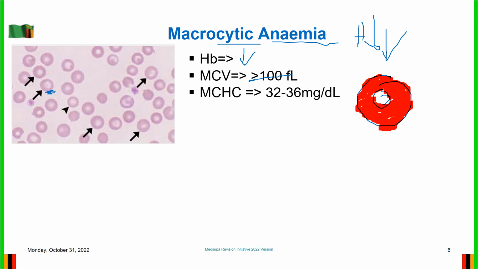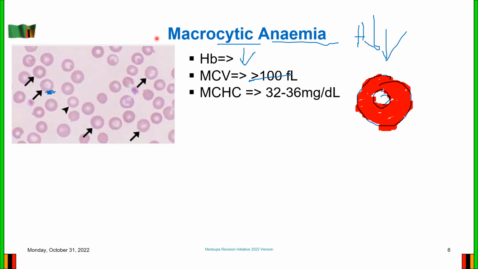Okay, and the picture we're going to find here is that the mean cell hemoglobin concentration is normal in macrocytic anemia. That is very, very important to take note. Okay, so when we say macrocytic anemia, what are your expectations? Number one, HB will be low, mean cell volume will be high, above 100 femtoliters, but the mean cell hemoglobin concentration will still be in the normal range.